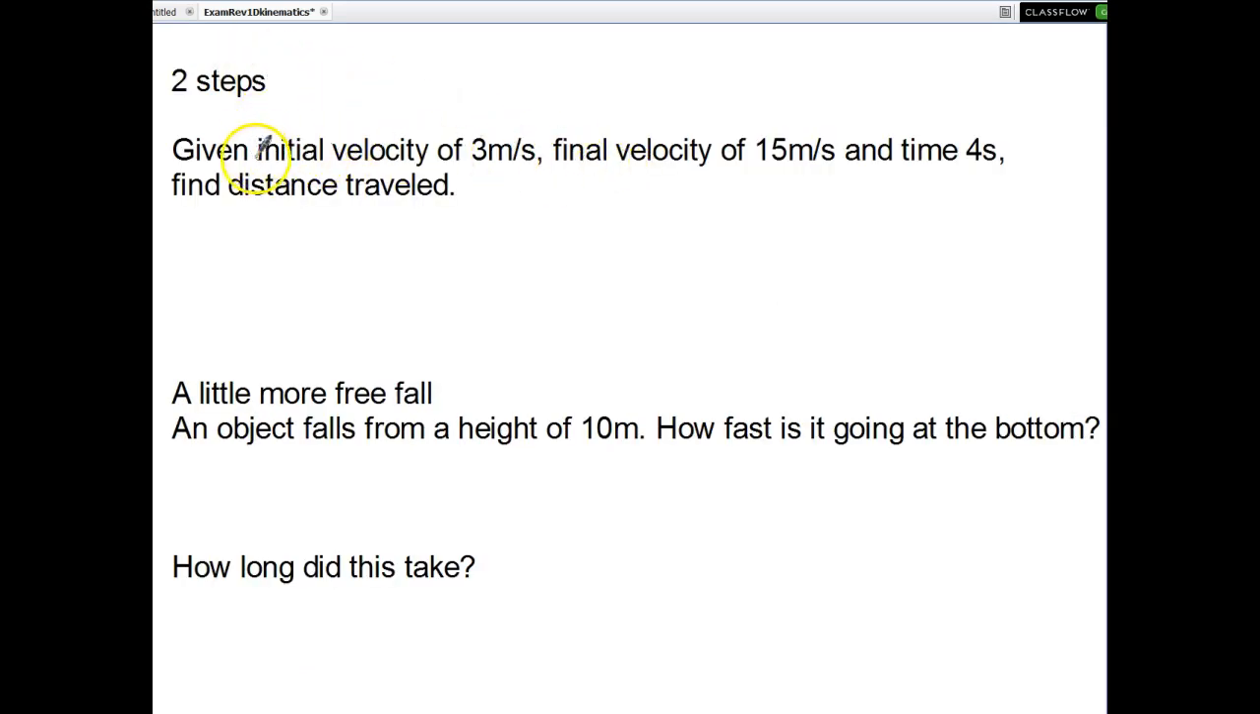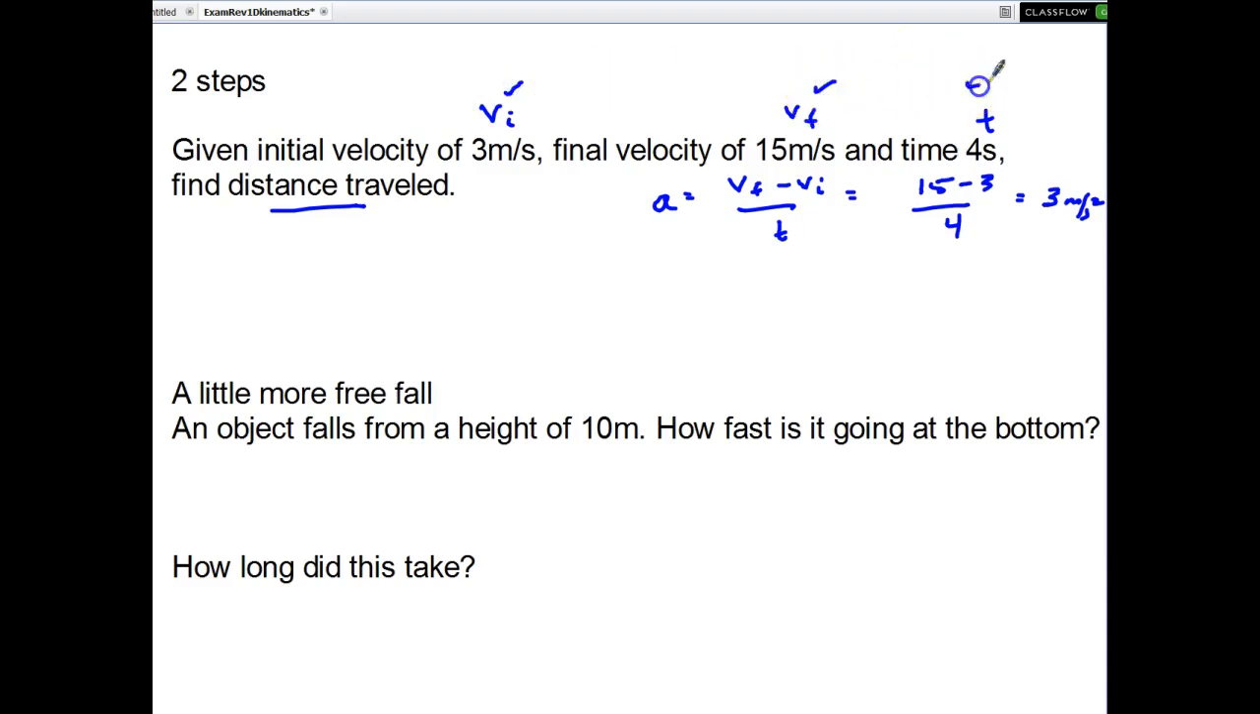Sometimes you'll have a two-step problem. In this case, given the initial velocity of 3 meters per second and the final velocity of 15 and a time of 4 seconds, find the distance traveled. Well, I don't have an equation that will let me find distance from those, but I can find acceleration, which is final velocity minus initial velocity over time. So 15 minus 3 over 4. 15 minus 3 is 12. 12 over 4 is 3 meters per second squared. And now I have an initial velocity, a final velocity, a time, and an acceleration, and I can find a distance.